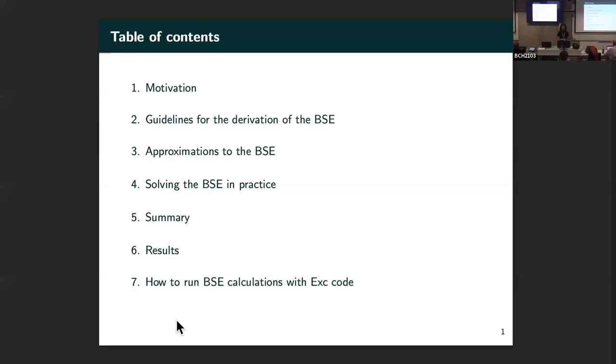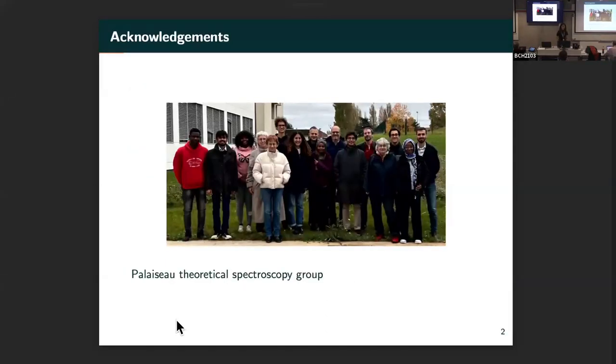And then I will also introduce how we can run the code that we will see this afternoon in the hands-on sessions. So before you get bored and maybe I lose you in the presentation, I want to present acknowledgements first. I would like to acknowledge my group, in particular Francesco and Matteo, who are my advisors as a postdoc, and I work together with them in my project.